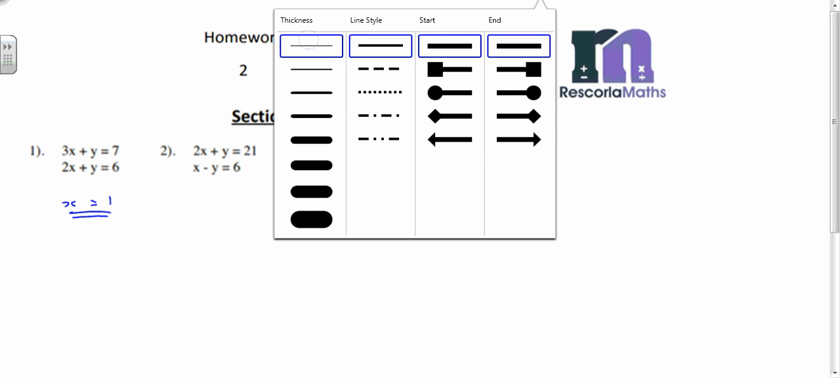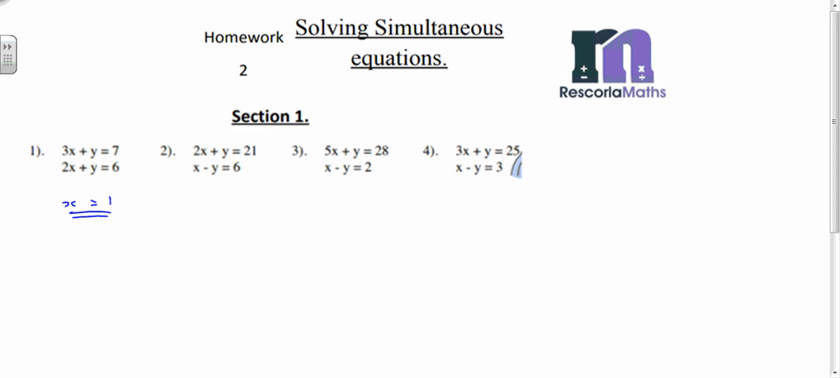Once you've got your value for x, you need to substitute it in to get your value for y. So we could take either one of these. If I do this one here, instead of saying 2 lots of x plus y, I know that x is 1. So 2 lots of x is just 2. So I could say 2 plus y equals 6. Take away 2, y equals 4. So the solution that you want is x equals 1 and y equals 4.